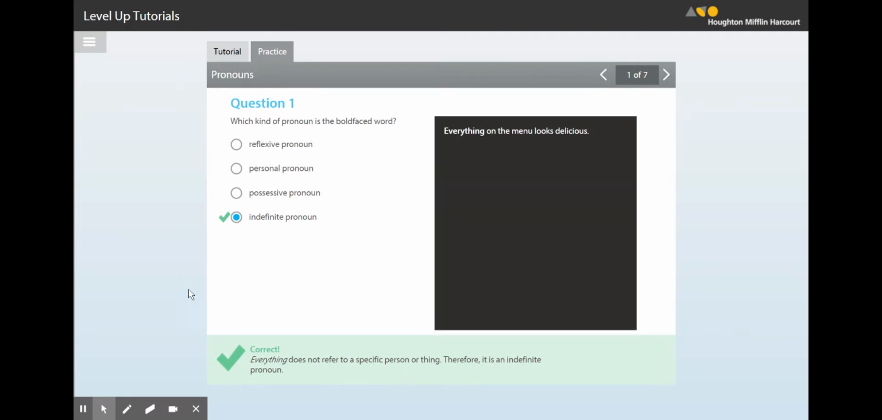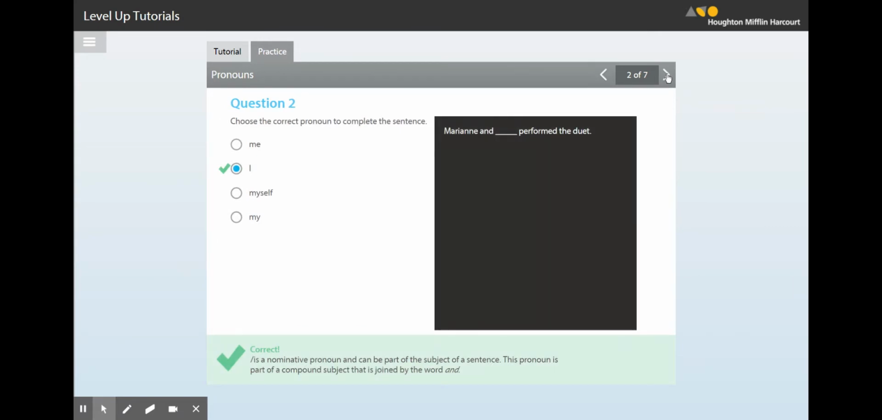So there's a little quiz here at the end. Unfortunately, since I've taught this lesson before, all the answers are selected, but take a look. What kind of pronoun is the bold-faced word? On this side, everything on the menu looks delicious. We just went over this actually. Everything is my pronoun. It's not referring to one specific thing, and so it makes it an indefinite pronoun.